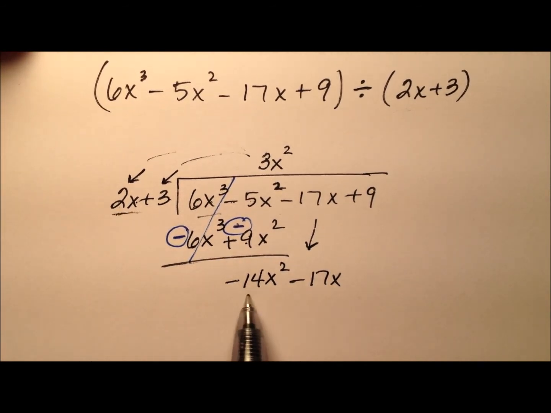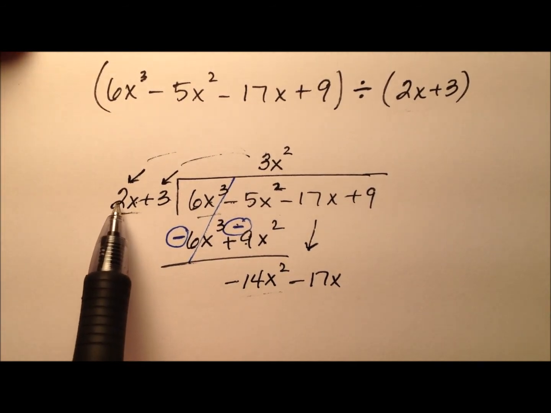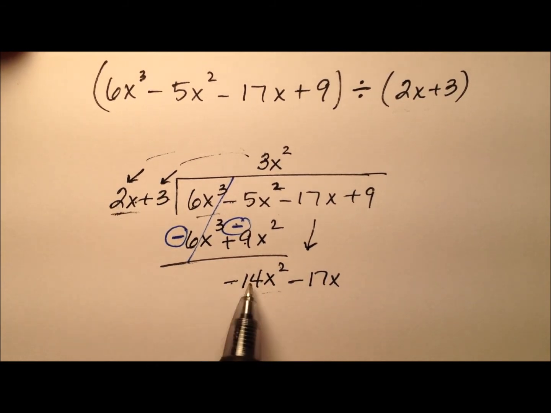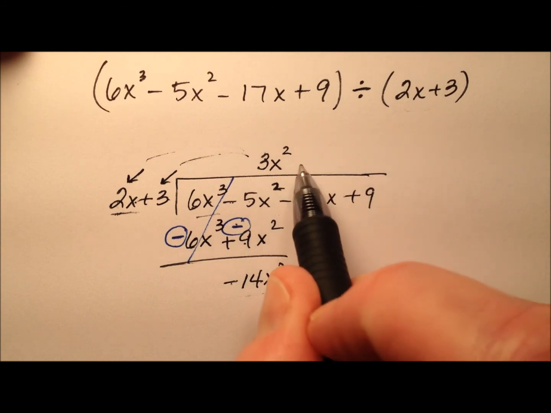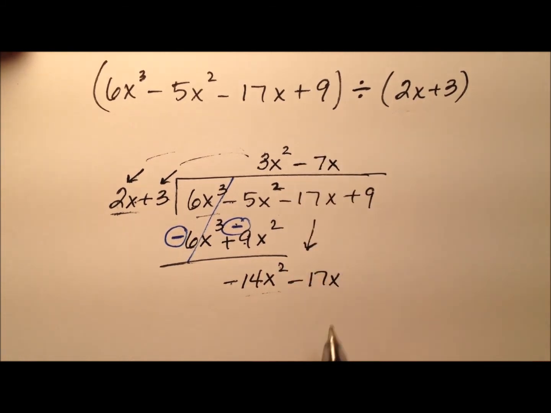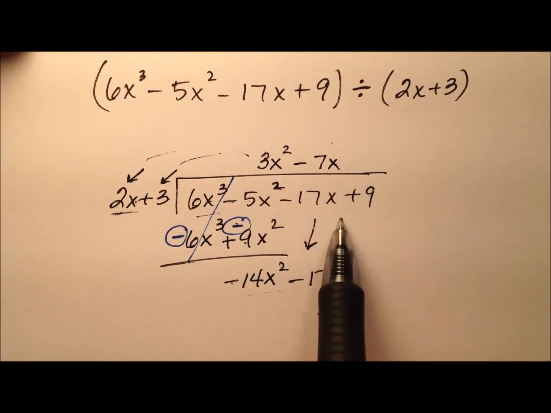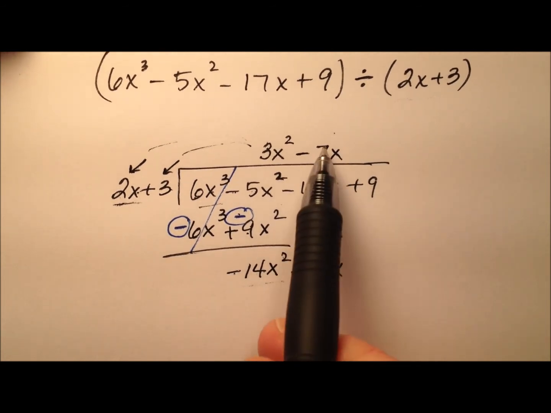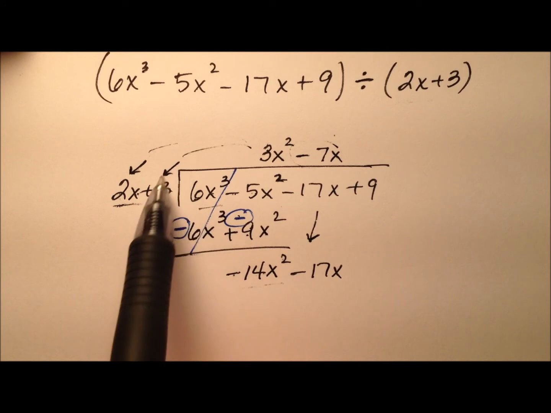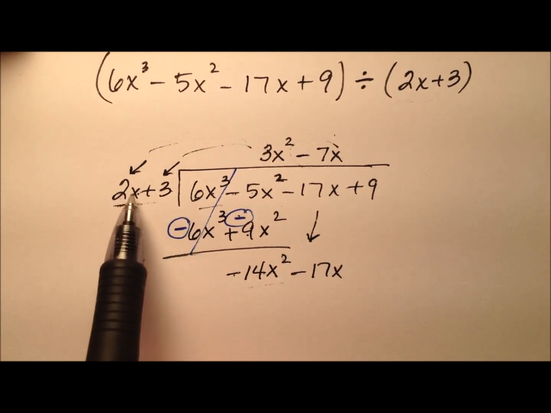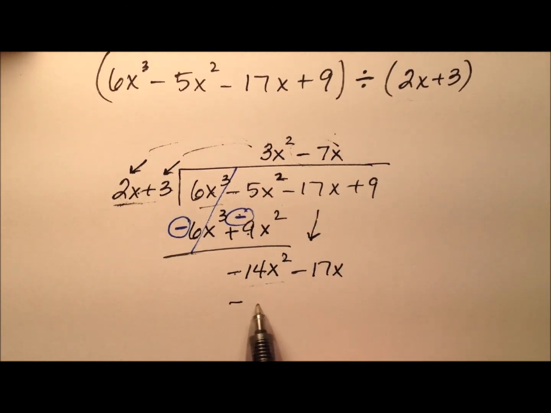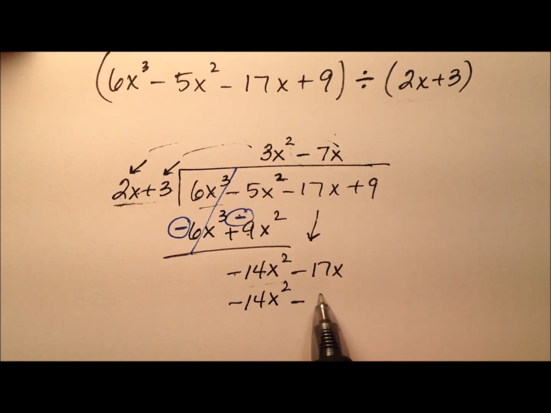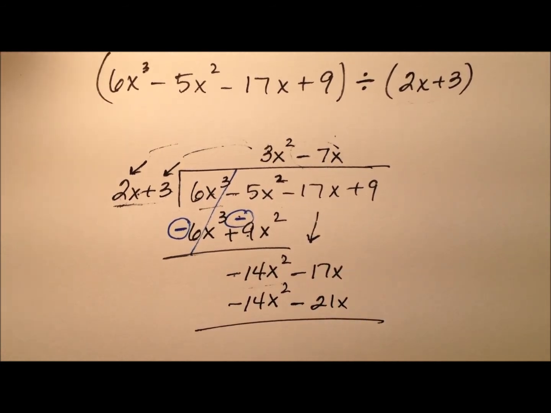So, first term to first term. What do I need to multiply by 2x to get negative 14x squared? Well, it looks like negative 7x. So I'll put negative 7x right there and make sure these x terms align vertically because they're like terms. And then I'll come back through and take that negative 7x and distribute them across this divisor 2x plus 3. So I'll have negative 14x squared, and then it looks like a negative 21x.